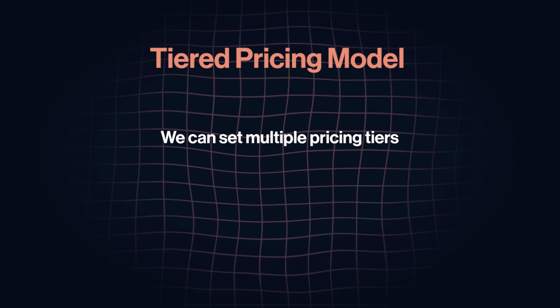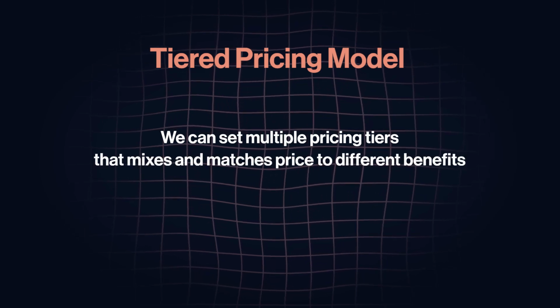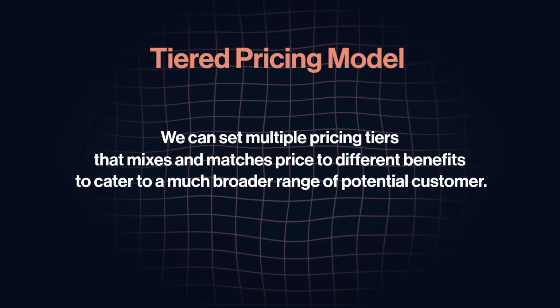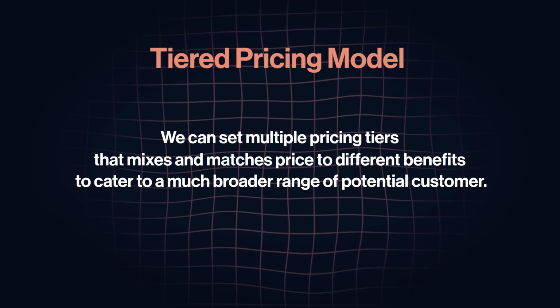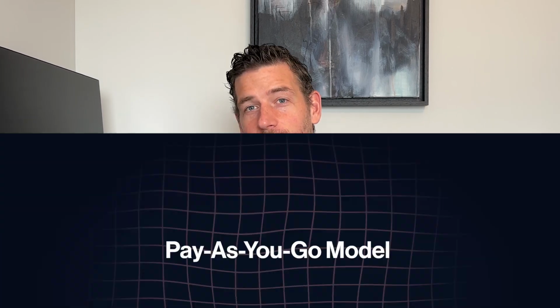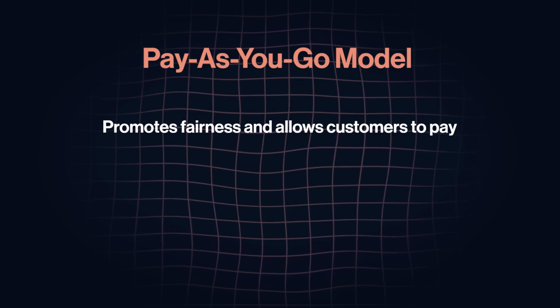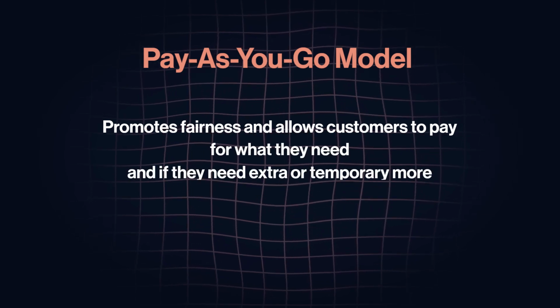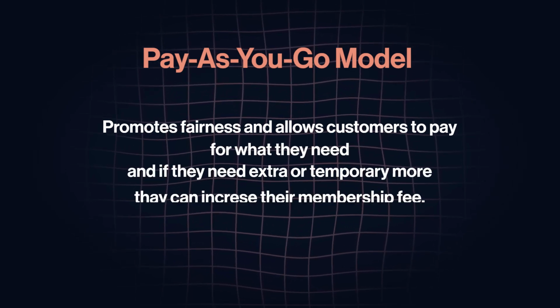You can set up multiple pricing tiers that mix and match price to different benefits to cater to a much broader segment of potential customers. The fifth model is pay-as-you-go, sometimes called usage-based pricing. This promotes fairness and allows your customers to only pay for what they need. And if they need extra or temporarily more, they can increase their membership fee.